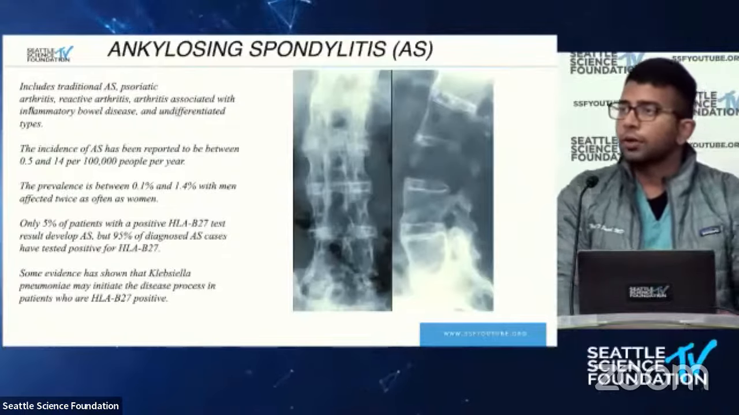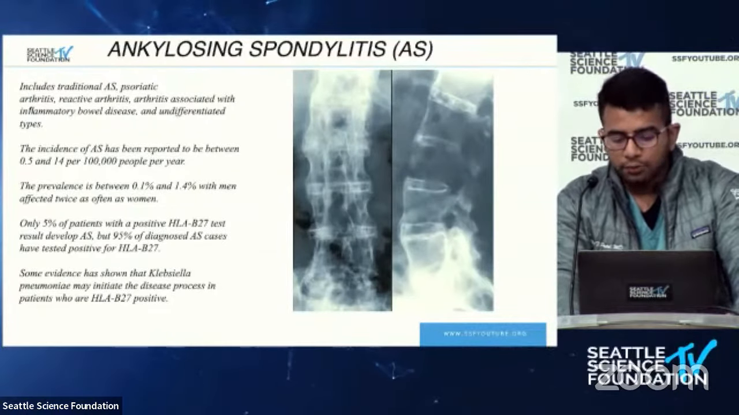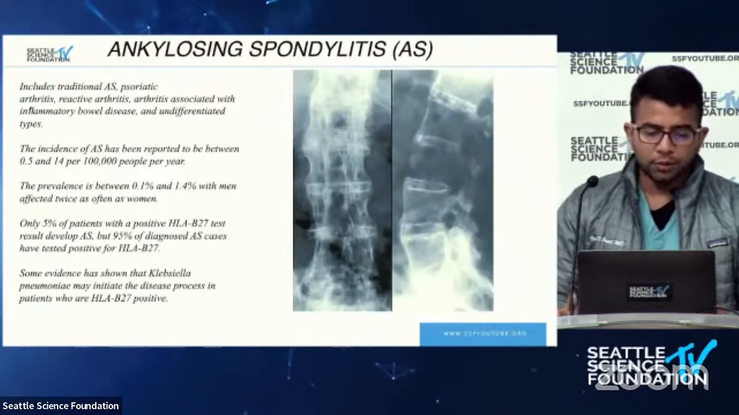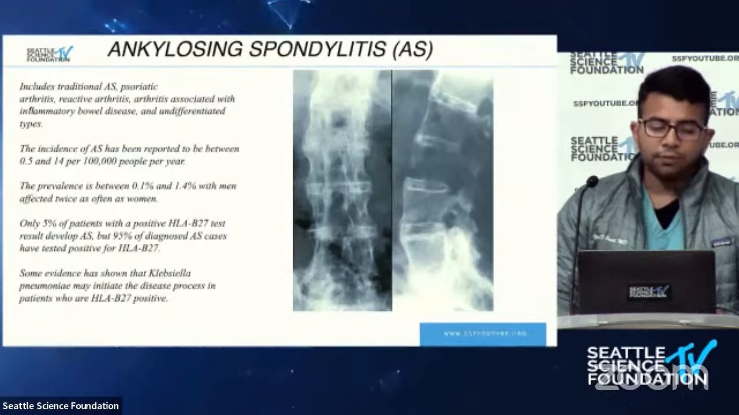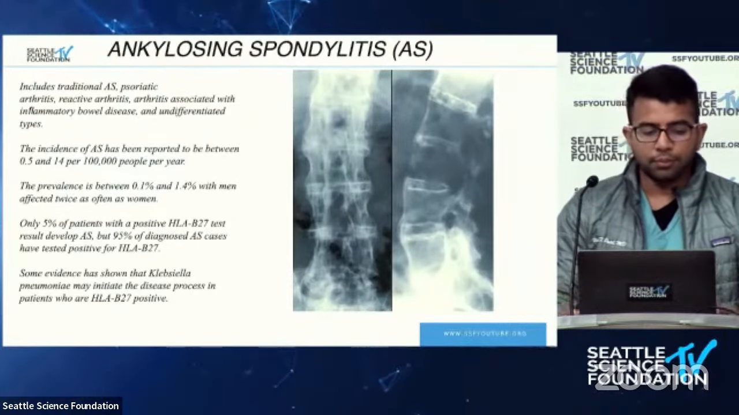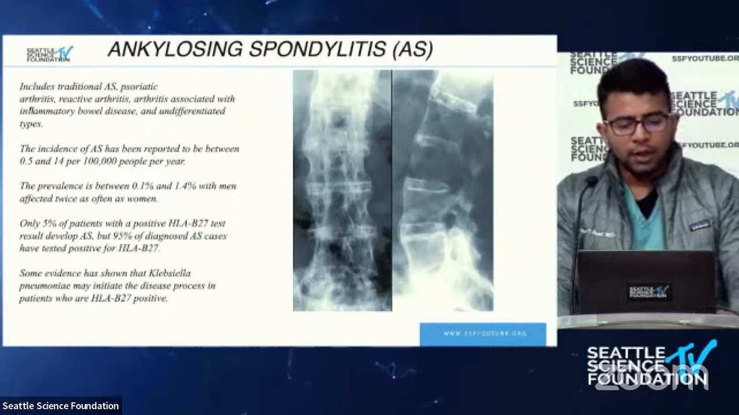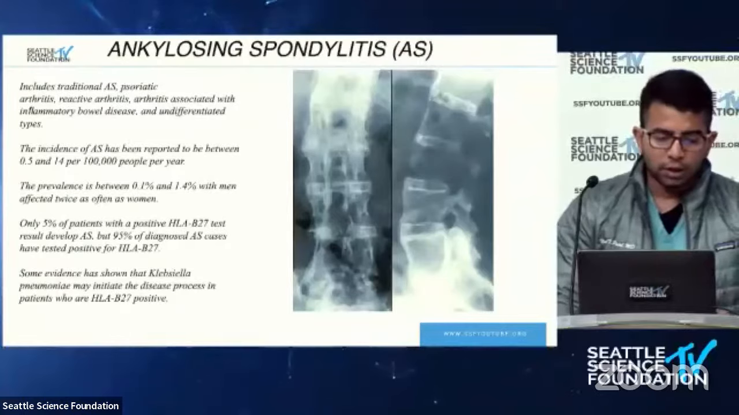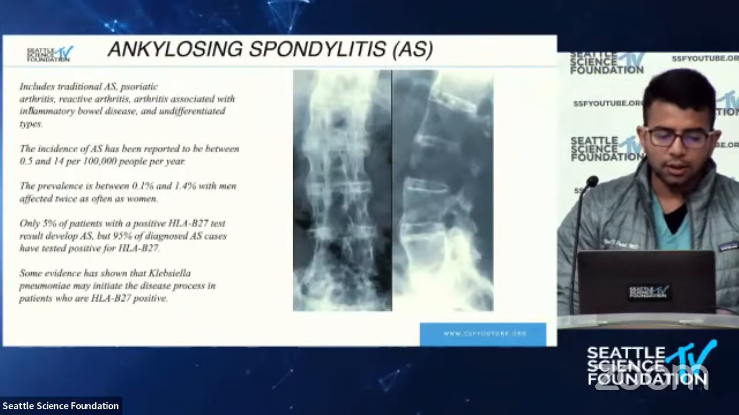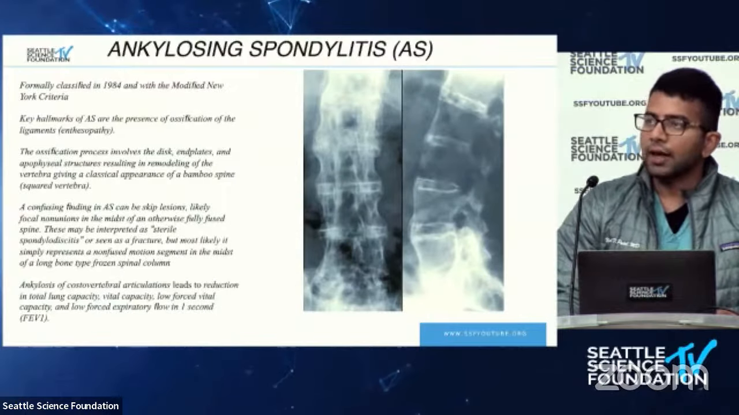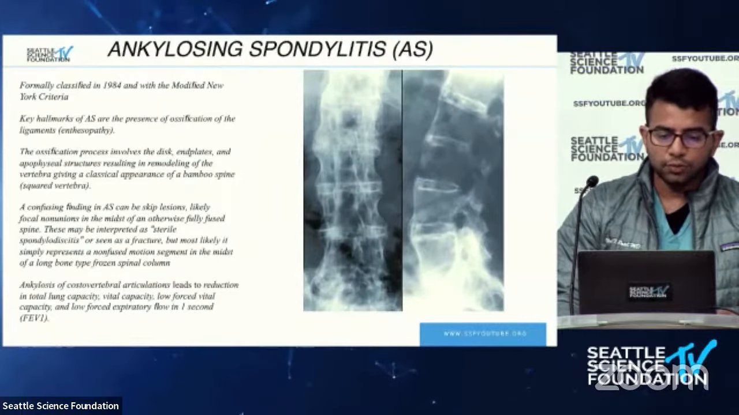In terms of HLA or any kind of serum markers, 5% of patients with positive HLA-B27 go on to develop AS, but if you look at patients with AS, 95% of them test positive. There's also a weak link that has been shown between Klebsiella pneumoniae and the disease process starting, so maybe some infective component plays into this, but we're not sure yet.